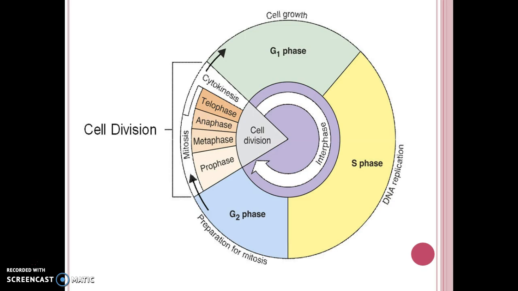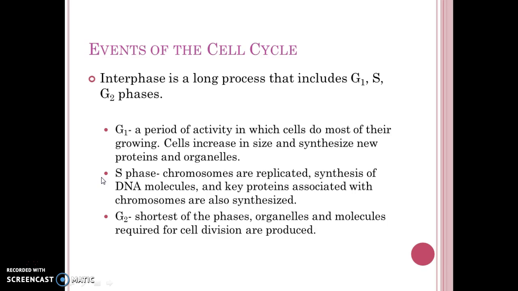This is a picture of the cell cycle. It includes interphase as well as cell division or mitosis. Interphase is a long process that includes G1, S, and G2 phases. During G1, cells do most of their growing. They increase in size and synthesize new proteins and organelles.